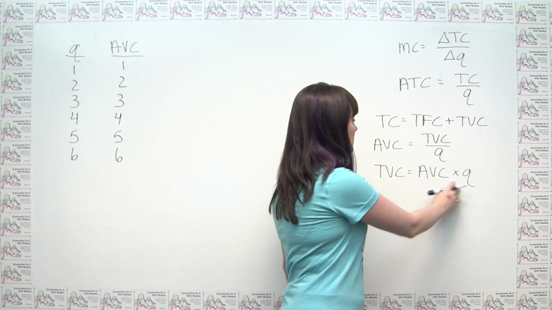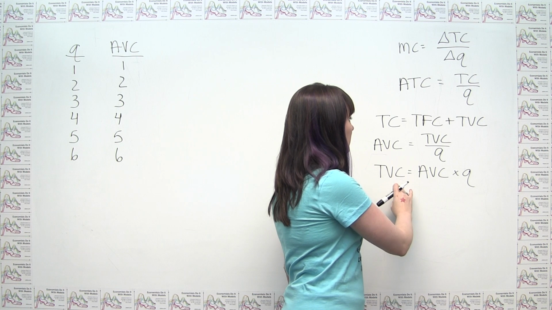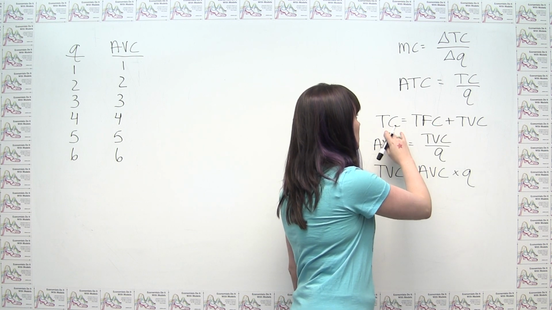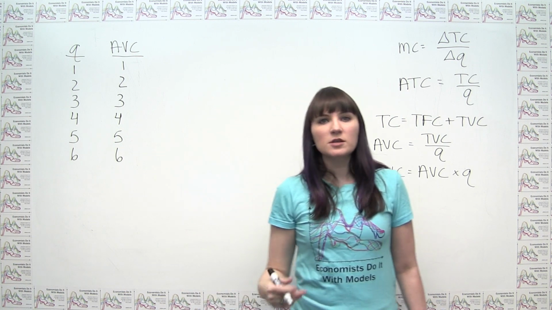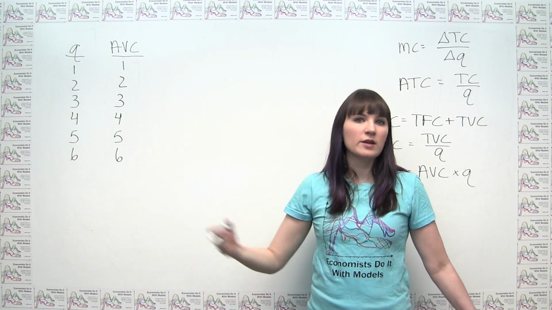So now we see this is something that we can do. So we can get total variable cost, we know total fixed cost, we can get total cost, and then we can get these guys. So you just have to use your cost formulas to think about what plan of action really makes sense.